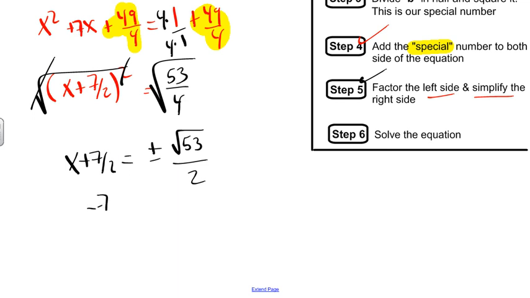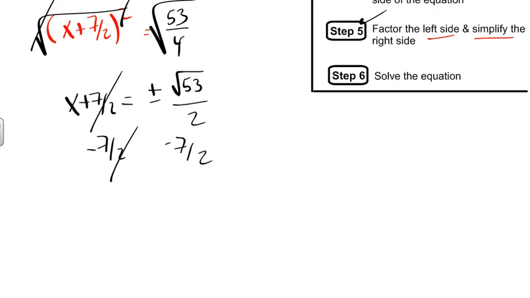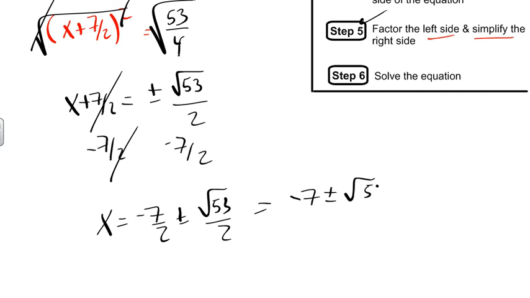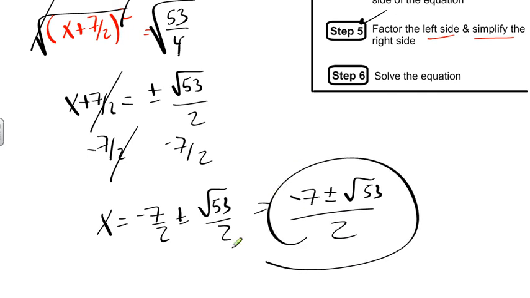So let's go ahead and subtract 7 halves from both sides. All right, so the 7 halves cancel. And lastly, we have x equals. We always put the number in front of the radical. So it's negative 7 halves plus or minus radical 53 over 2. And, of course, since they both have a common denominator, let's just go ahead and write it as one denominator then. So negative 7 plus or minus radical 53 all over 2. And that would be our final answer.